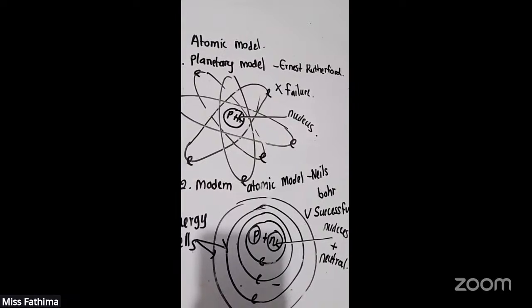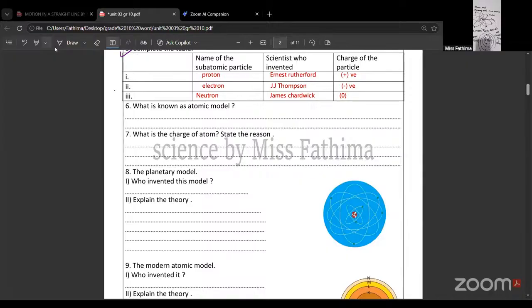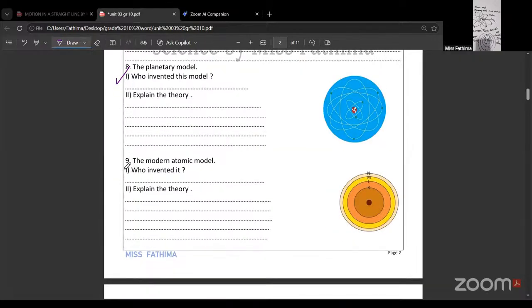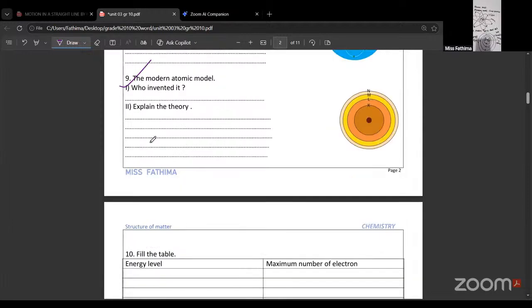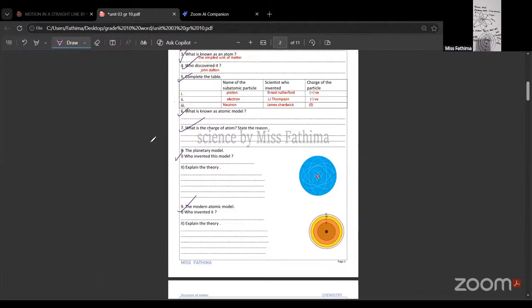Good. So now take out your tutes, please. Let me share the screen. I have attached pictures for your reference. You can have an idea. Start doing question number 6, 7, 8. Do until 9. That's it.